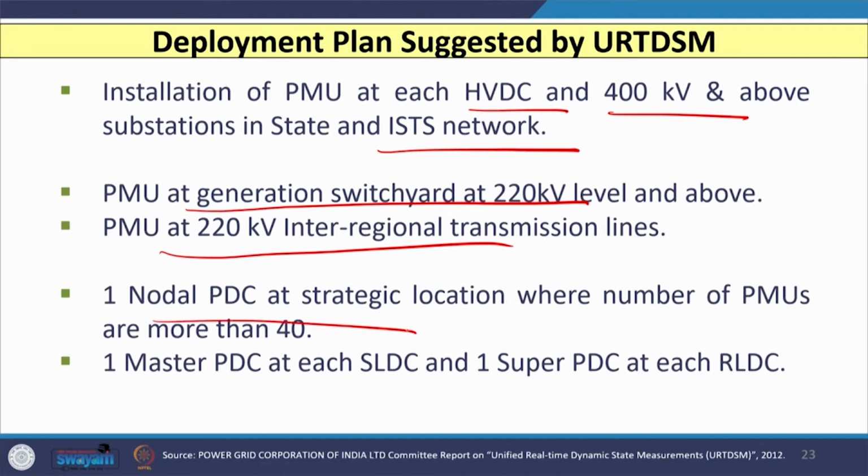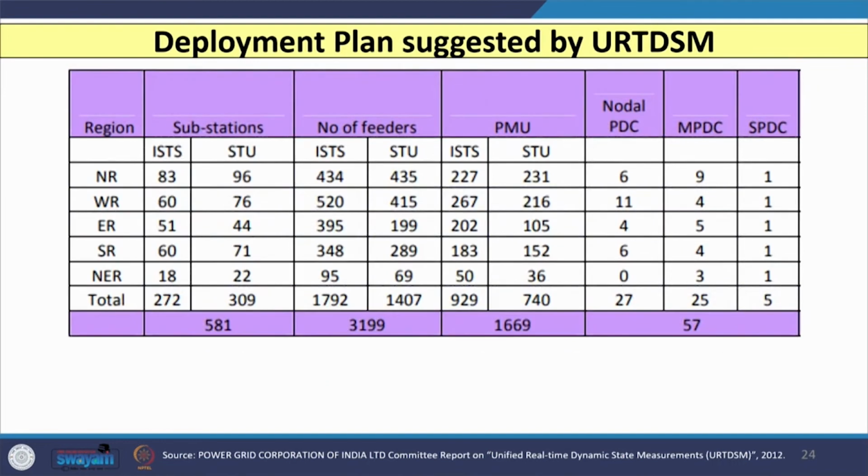One nodal PDC is required at a strategic location where the number of PMUs is more than 40. So, that is monitored by this PDC. One master phasor data concentrator each at state level dispatch center, and one super PDC at regional load dispatch center, that is also required.